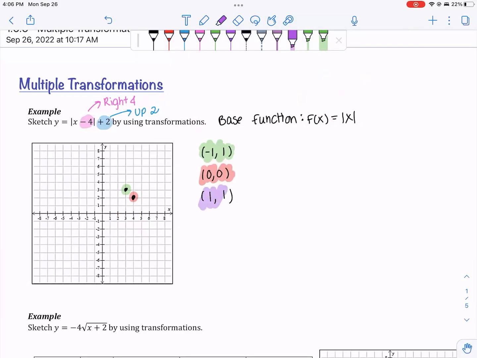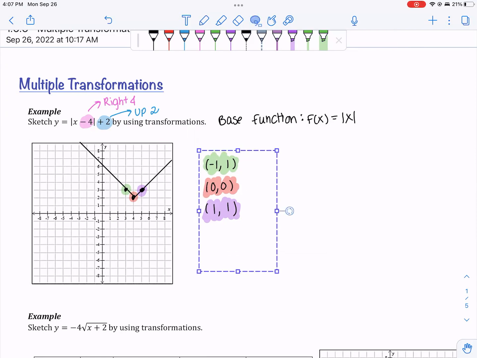And finally, the point 1, 1 moves right 4. 1, 2, 3, 4. And moves up 2. 1, 2. We know what an absolute value function looks like. It starts at its vertex and then has straight lines coming out in another direction. And there we go. That's our transformed function.